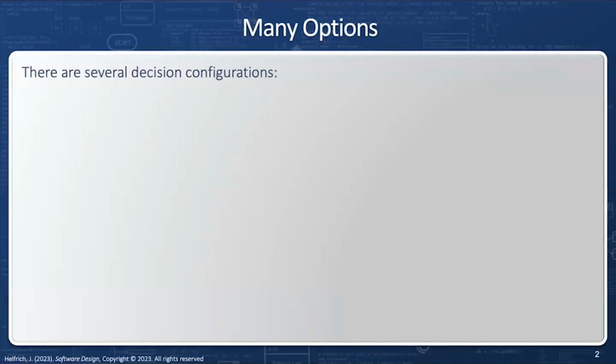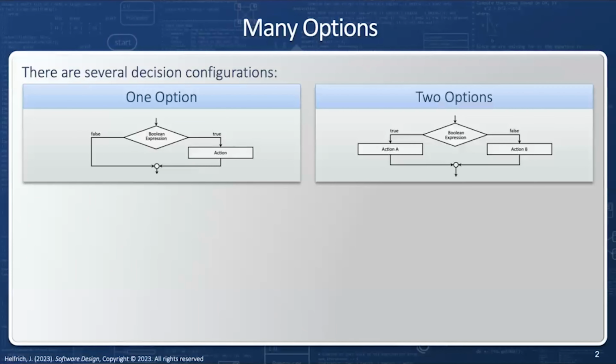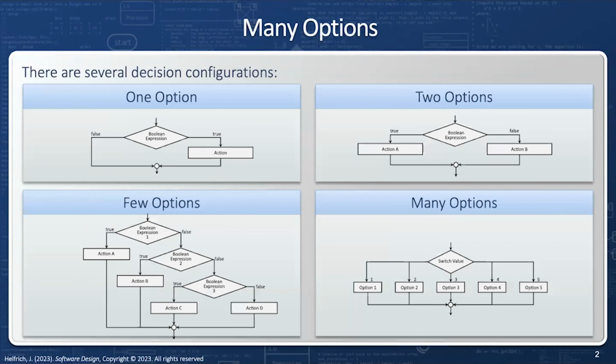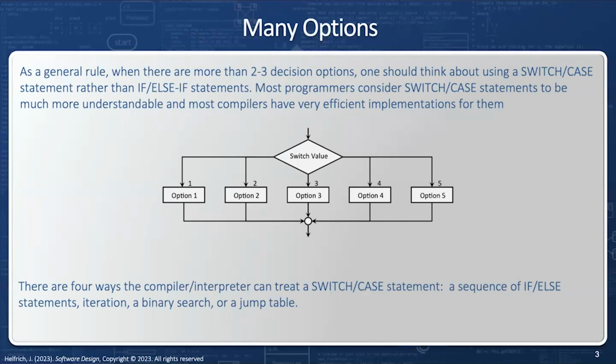There are four basic types of decision considerations. There is one option, there is option A versus option B, there are a few options, and there are many options. We're going to talk about the many options scenario today. Basically, if you have more than 2 or 3 decision options, think about using a switch case statement, not only for readability reasons, but also in many cases, it is the optimal solution.